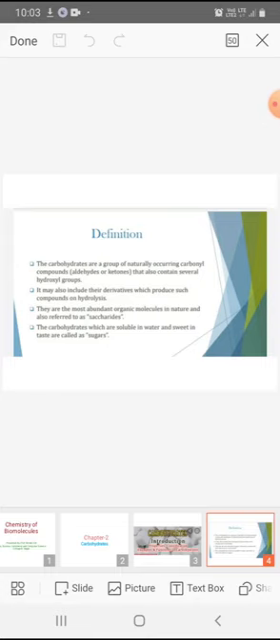Carbohydrates are a group of naturally occurring carbonyl compounds that also contain several hydroxyl groups. They may also include their derivatives, which produce such compounds on hydrolysis. They are the most abundant organic molecules in nature and are also referred to as saccharides. The carbohydrates which are soluble in water and sweet in taste are called sugars.